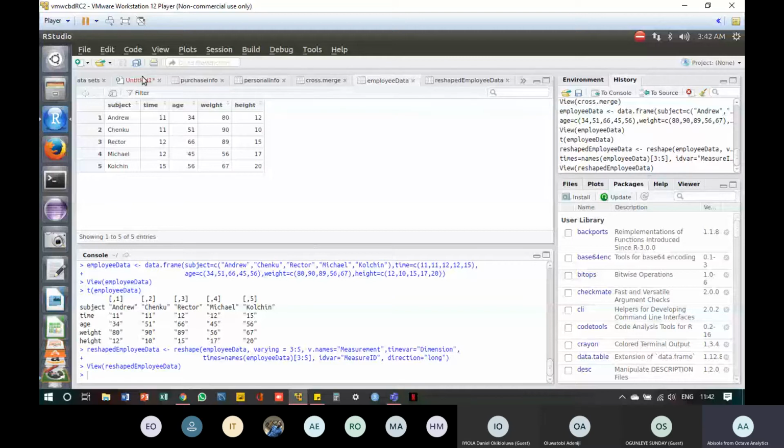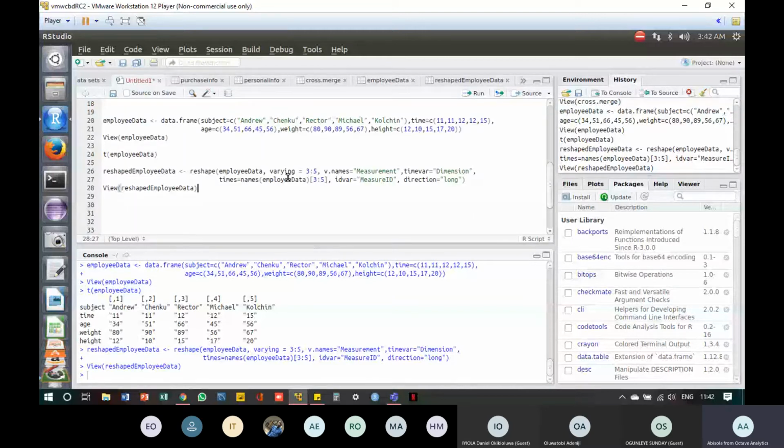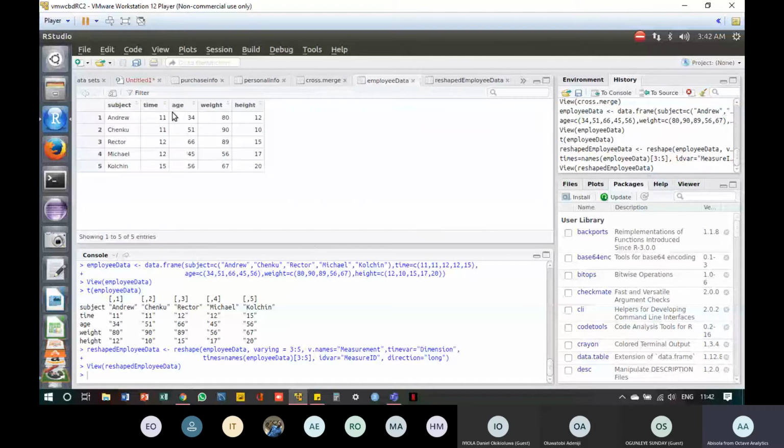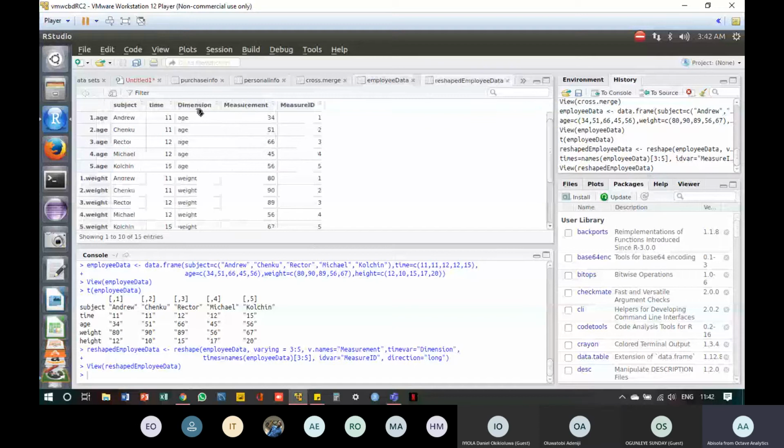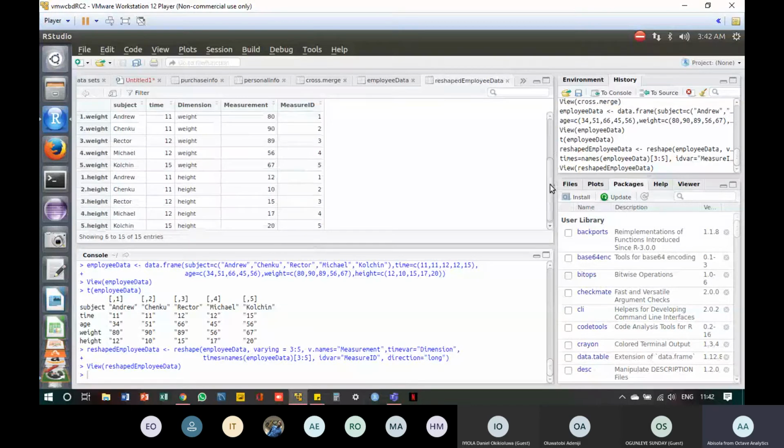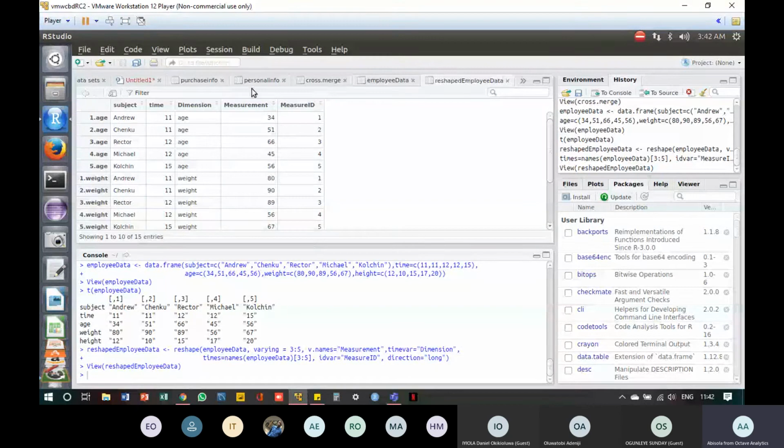So now come back to our reshape function. We varied 3 to 5, and if you see here, we only have 3 to 5. So age, weight, and height. That 3 to 5 is telling us we are varying from the 3rd to the 5th column. So that is where we have our row columns varying by the 3rd to the 5th columns, which are age, weight, and height. Let me scroll down for you to see age, weight, and height here. They are represented as dimension here.